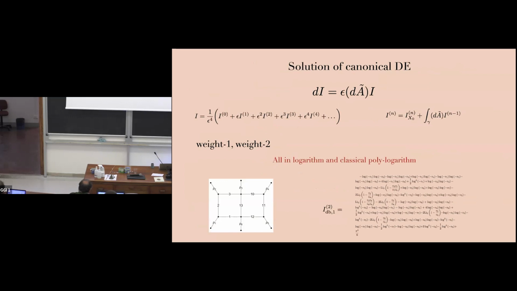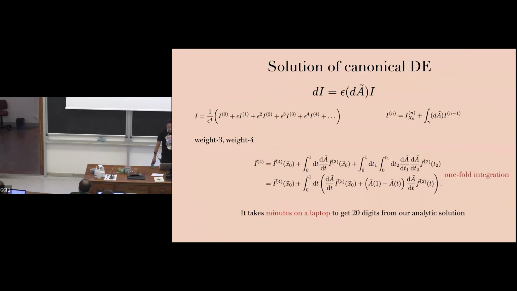So this kind of thing can be relatively easily solved, in terms of simple functions. But what about weight 2, weight 3, weight 4? Weight 3 would be a one-fold integration of a weight 2 function. Weight 4 would be a two-fold integration of the weight 2 function.